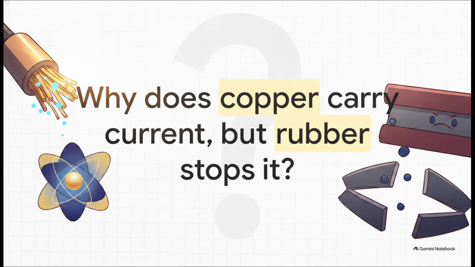So let's kick things off with a really simple question about the stuff we interact with literally every single day. Think about your standard phone charging cable. You've got a metal wire on the inside, usually copper, right? And then a rubber or plastic coating on the outside. Now, the copper carries the current perfectly, but the rubber completely blocks it from shocking your hand. But why? What is physically happening on a tiny, atomic level that makes these two materials behave so radically differently?